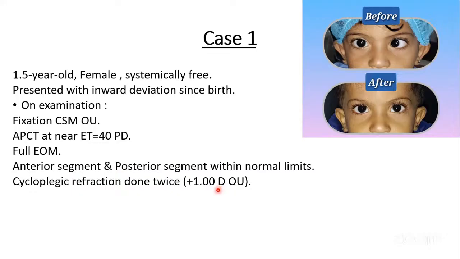But one of you will ask me, the patient has had the deviation since birth or shortly after birth, how could it be accommodative? There is an entity of accommodative esotropia called early accommodative esotropia, which presents earlier than usual.